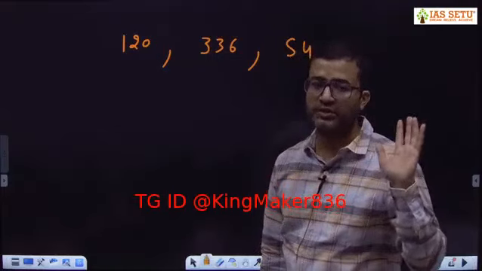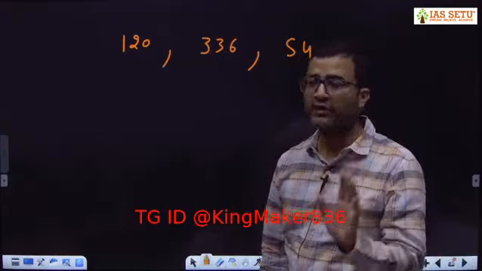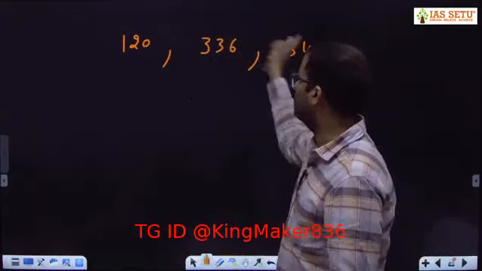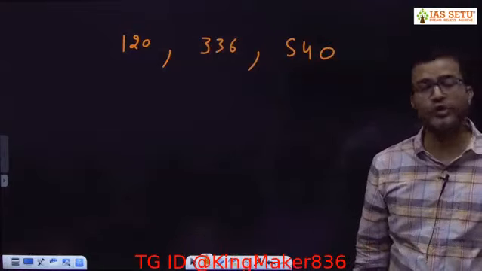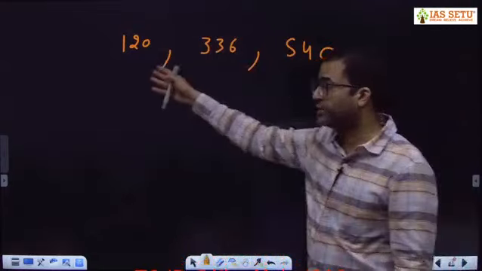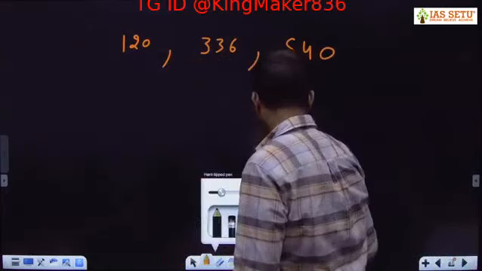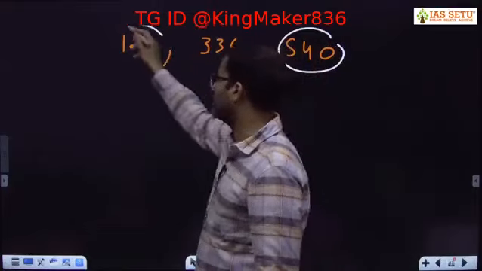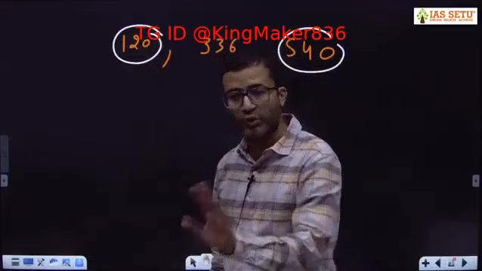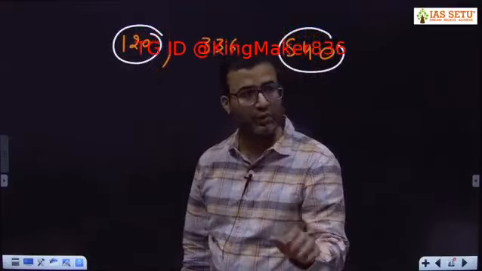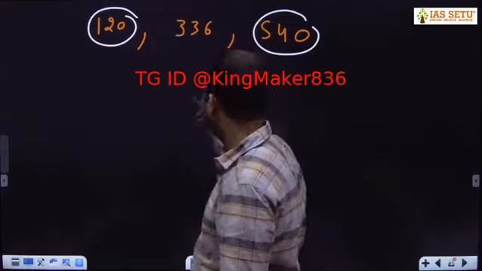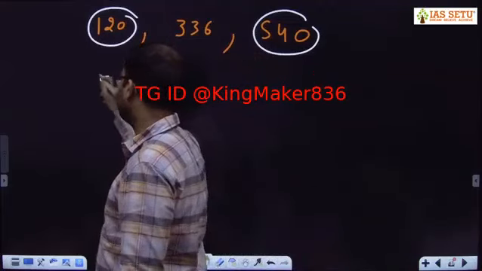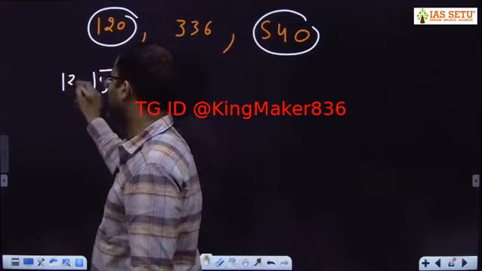And that's your choice. There is no hard and fast rule. You take any two numbers first. You can take largest, smallest. Like for example, I take this and this. You select two numbers. Then we will check this. First we will check 540 and 120.